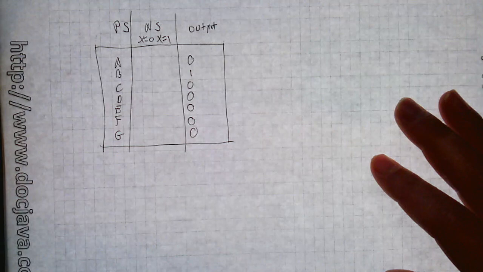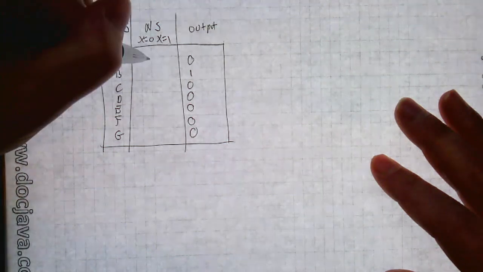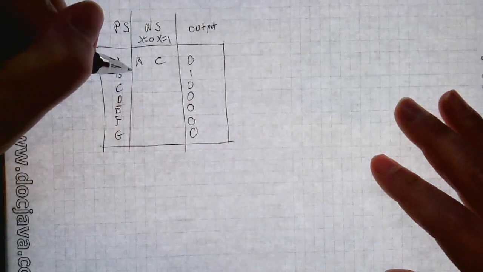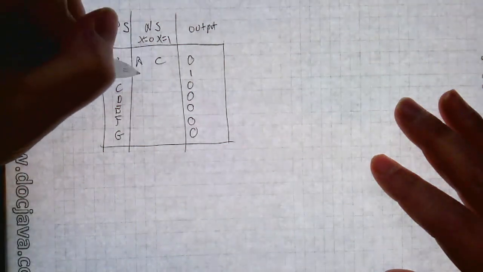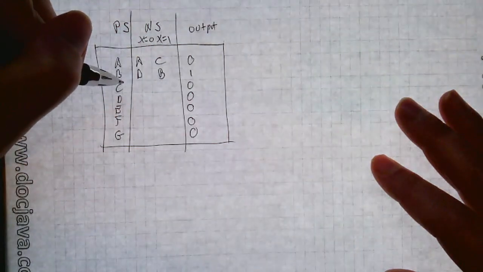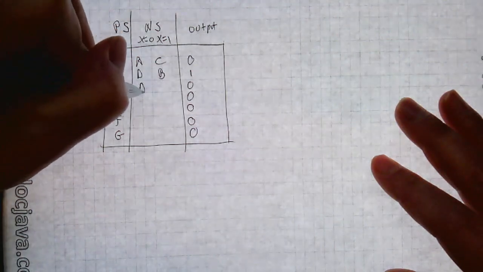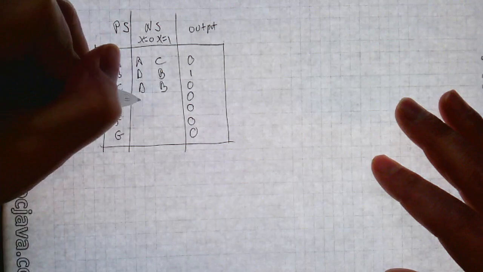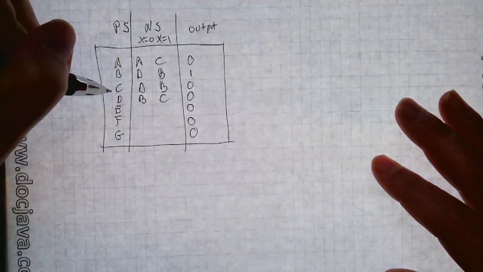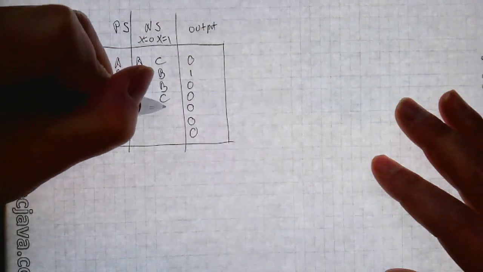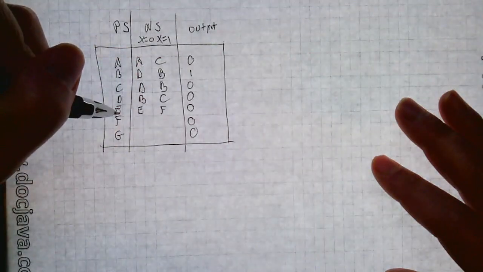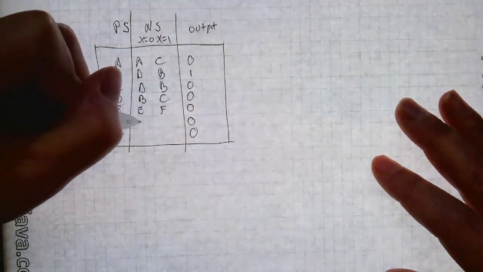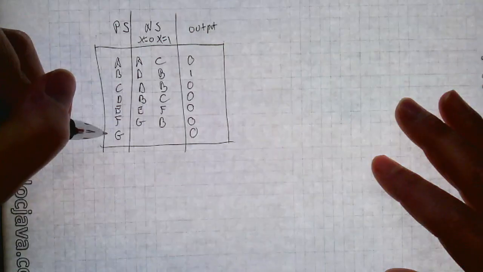And then for next states, A transitions to A or C. B transitions to D or B. C transitions to D or B. D transitions to B or C. E transitions to E or F. F transitions to G or B. And G transitions to B or F.